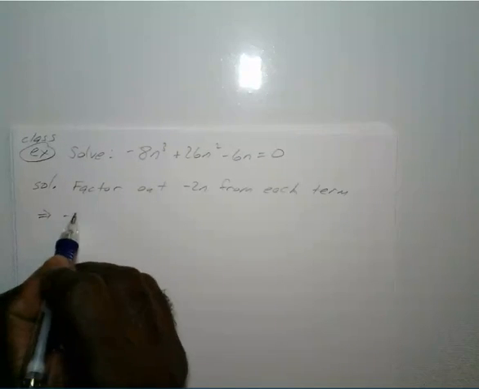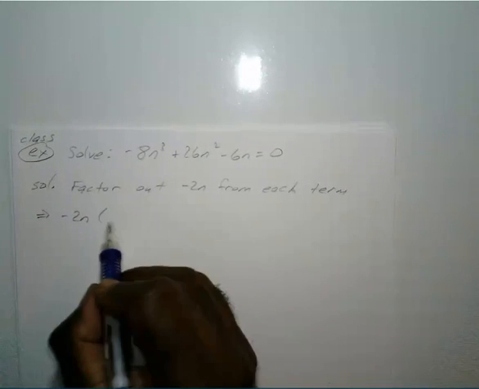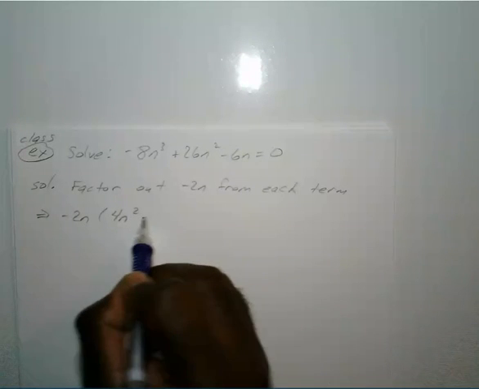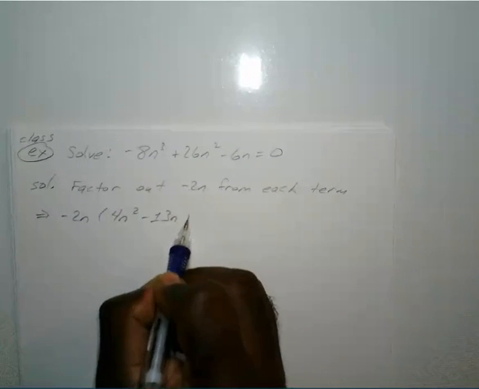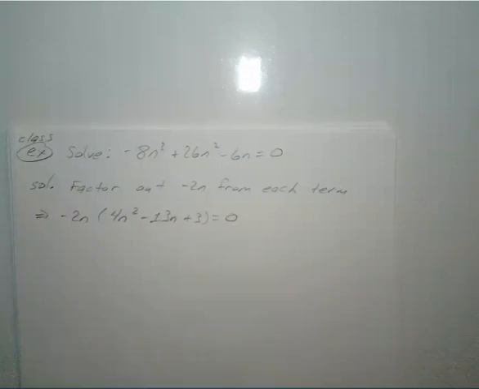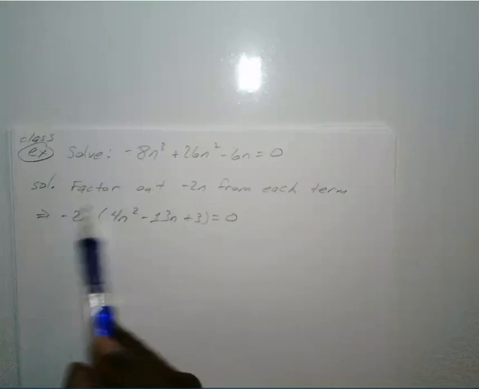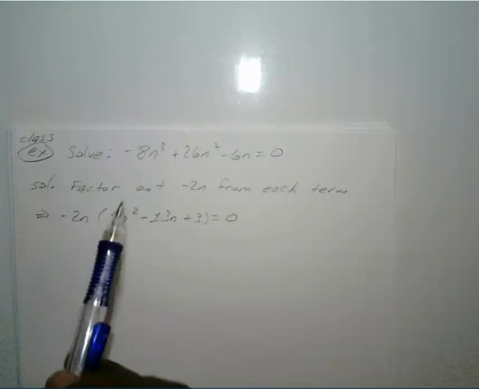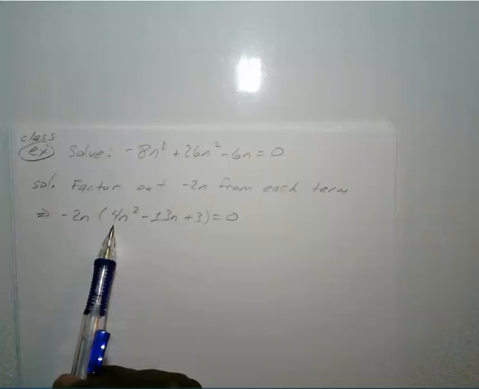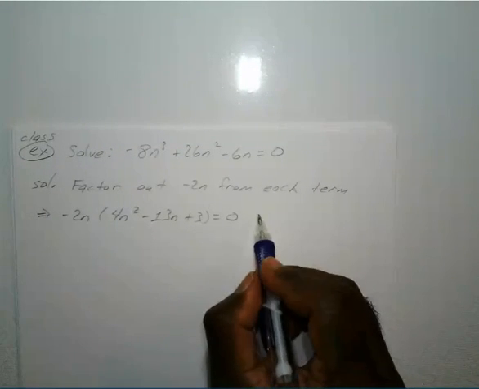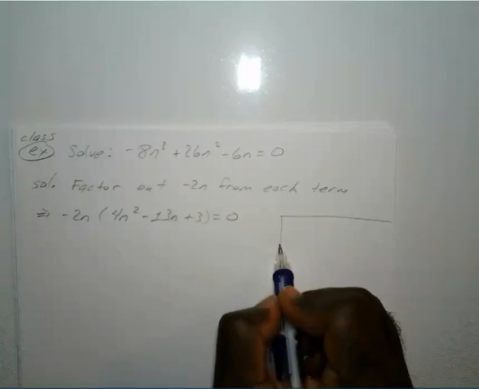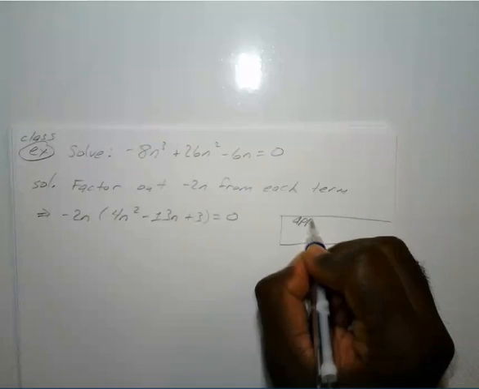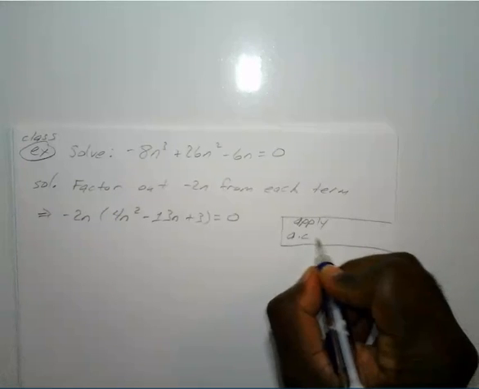So you have negative 2n, and that leaves us with 4n squared minus 13n plus 3 equals 0. And again, you can distribute to double check. You should end up right back where you started. Unfortunately, we can't get rid of that value in front of the square. So that means we have to apply the A times C method.